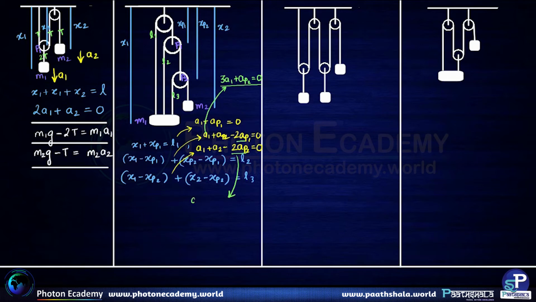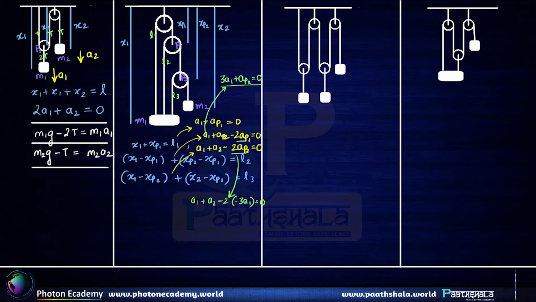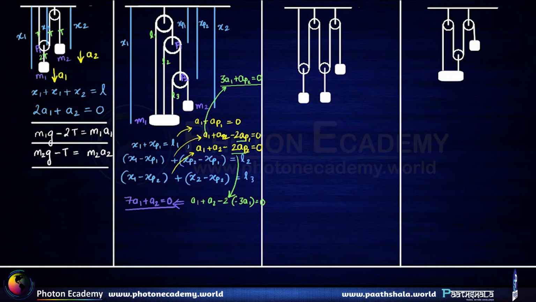So this is a1 plus a2 minus 2 times ap2, where ap2 is minus 3 times a1, equal to 0. So basically 6 times a1 plus a1. So you'll get the constraint motion equation ultimately to be 7 times a1 plus a2 equal to 0. So this is the equation that will give us the relationship between the accelerations of mass m1 and m2.